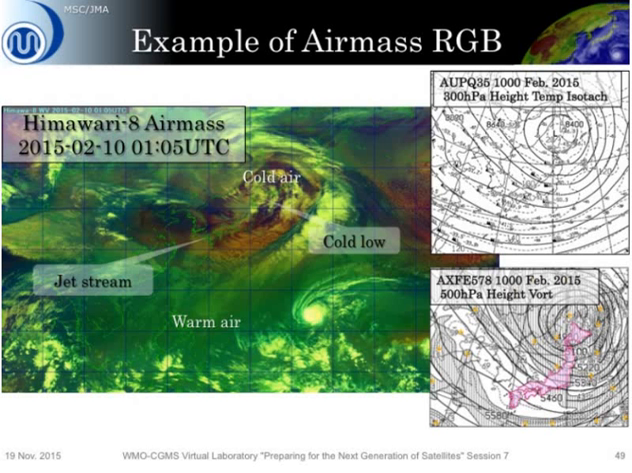This is an example of air mass RGB. You can see from this weather map, here is the cold low. And this color means jet stream. And in the south, the greenish area means the warm air layer on the north.